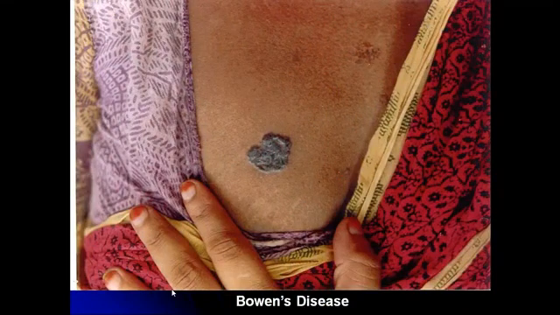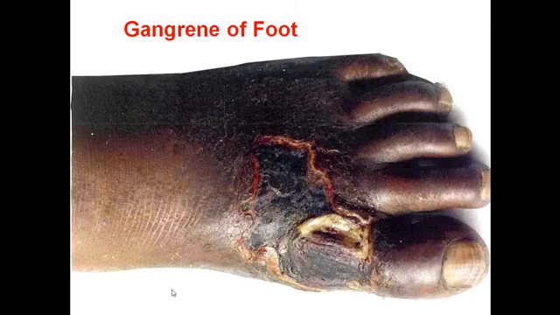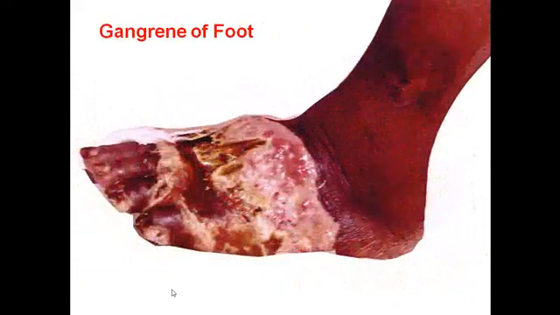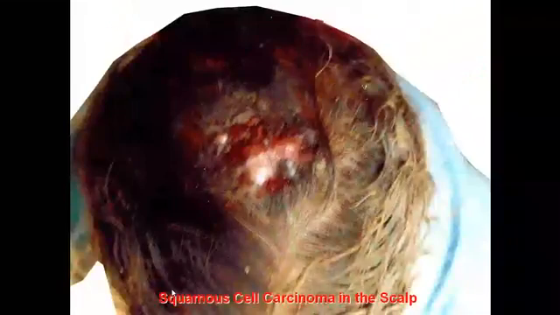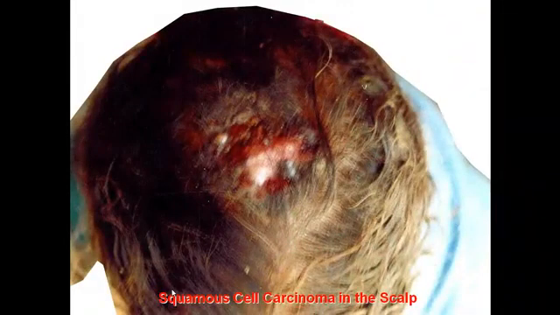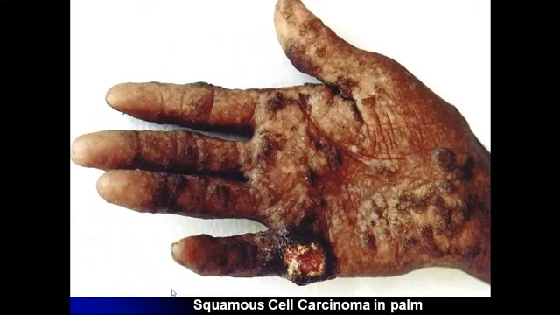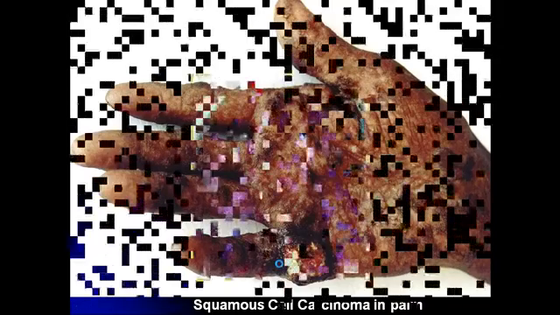This is a picture of non-pitting edema of the leg. This is Bowen's disease. You know well that it is a pre-malignant condition. Subsequently, it may develop into squamous cell carcinoma. This is the gangrene of foot. This is another picture of the gangrene of foot. This is the squamous cell carcinoma of the skull. Here also is squamous cell carcinoma in the palm. This is the carcinoma of the lung.